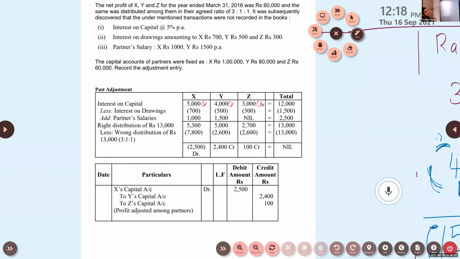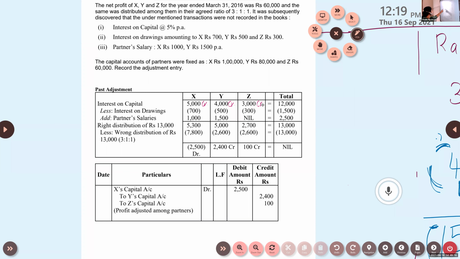Now IOD, interest on drawings. It is a payment that should be made by the partners. Partners should pay IOD to the firm. So that is actually a payment reduction. So where is this IOD coming in the capital account? We show it in the debit side.